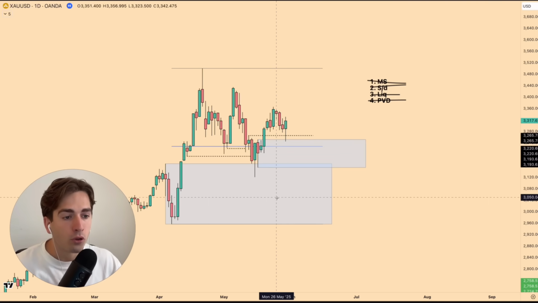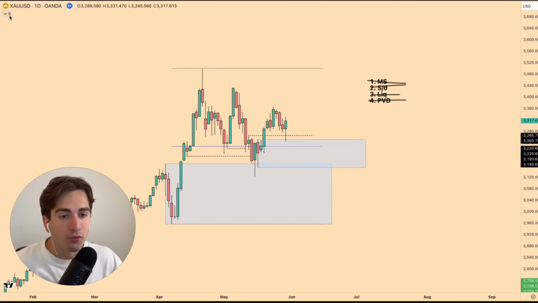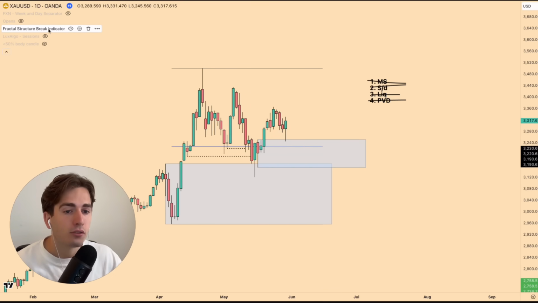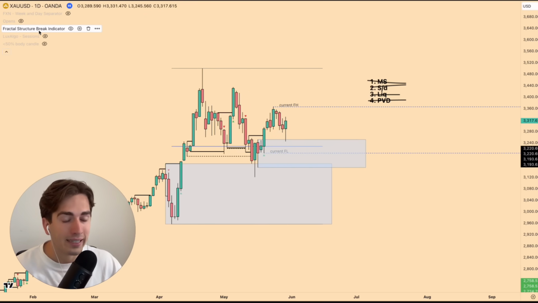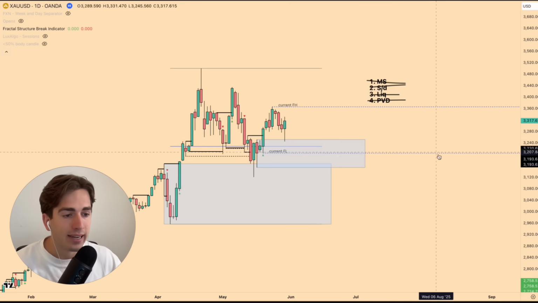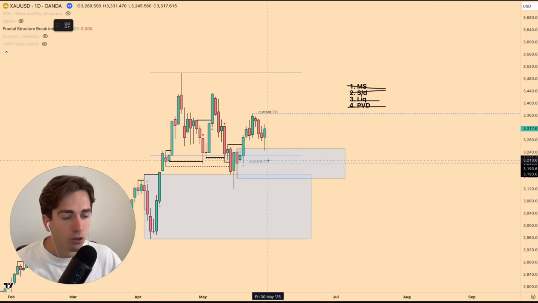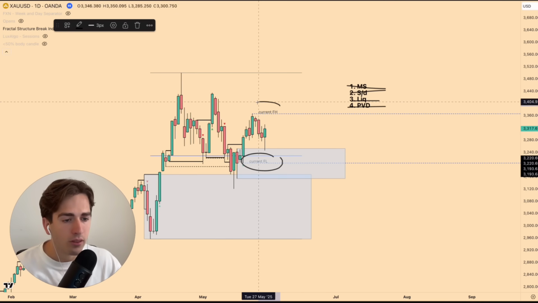And by the way, for your knowledge, at all times the fractal structure remained bullish. And I'm going to give you guys a little tip here, because an easier way to use fractal structure is the fractal structure break indicator. You can find the link to this indicator in the description of this video. But what you can see here very clearly is that the fractal structure remains bullish, because here's my fractal low, here's my fractal high.